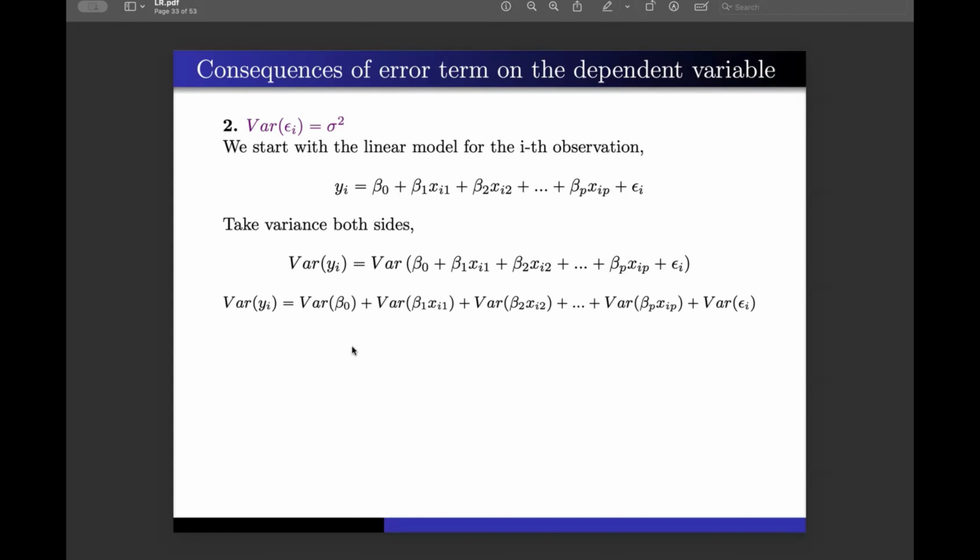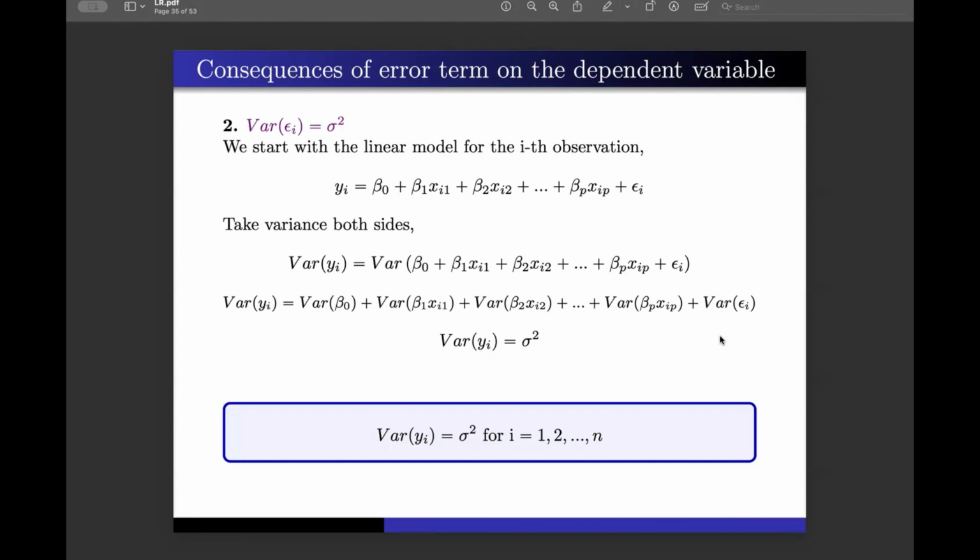Since the variance of a fixed quantity is 0, and beta naught is a fixed quantity, the variance of beta naught would be 0. Beta 1 xi1 is a fixed quantity, so the variance of this second term would be 0. Beta 2 xi2 is a constant fixed quantity, so the variance of beta 2 xi2 would be 0. And so on and so forth, the variance of beta p xip would also be 0 since beta p xip is a fixed quantity. And we'll be left with the variance of ei. We have made an assumption on the error term that the variance of ei is sigma square. Therefore, as a consequence of that assumption, we get that the variance of yi would also be equal to sigma square.